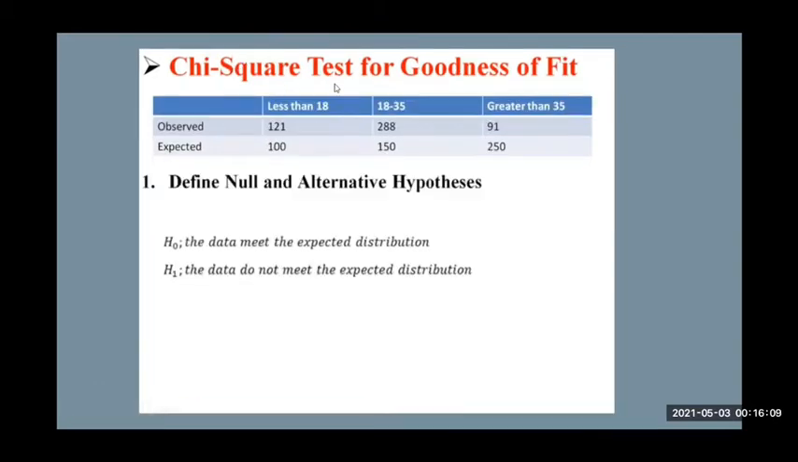So, chi-square test for goodness of fit. This is now our new table. We have our observed: 121, 288, and 91. Our expected data is 100, 150, and 250. So first, we're going to define the null hypothesis and the alternative hypothesis. Our null hypothesis: the data meet the expected distribution. Our alternative hypothesis: the data do not meet the expected distribution.